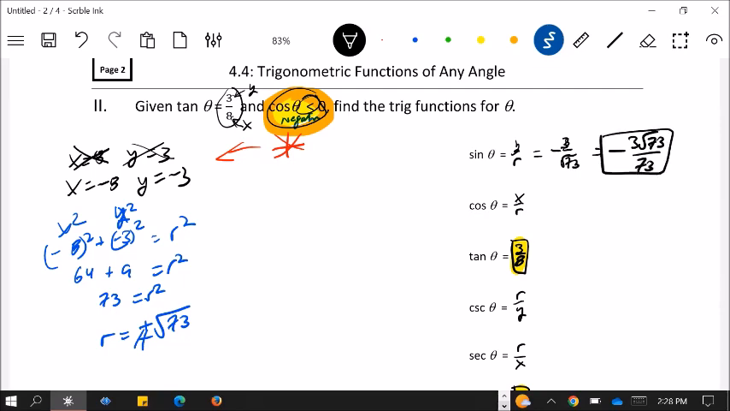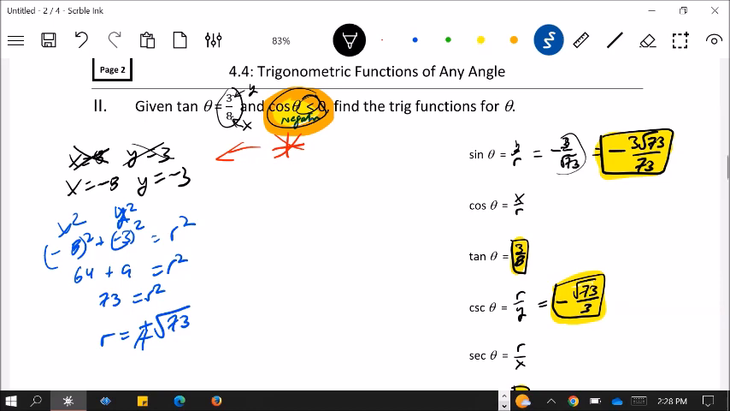This one then is also a reciprocal down here. The r is square root of 73, and we have a 3, and we have a negative in front of that whole thing. I'm going to rewrite that to make sure I get that negative in. Negative square root of 73 over 3. So that's the sine value, and then the reciprocal, the cosecant.